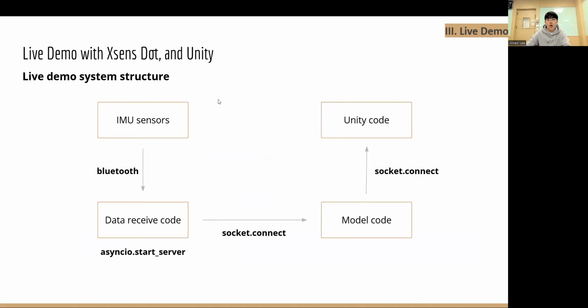First, we attach IMU sensors and run code for receiving IMU sensor values. IMU sensors are sending data with Bluetooth, and our receiving code is running with an async IO start server. Then we pass these IMU values to the model code with a socket connection. Then after inference, the output values for human reconstruction are passed to the Unity code, also using a socket connection.